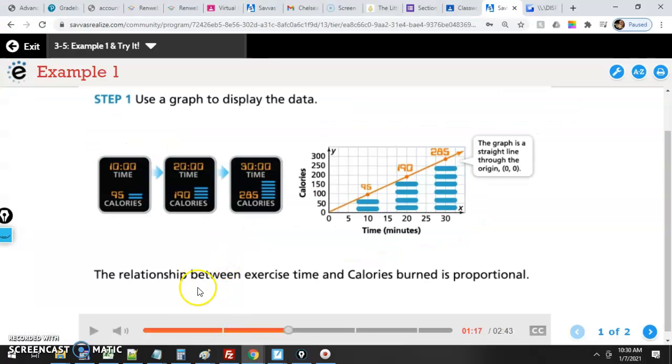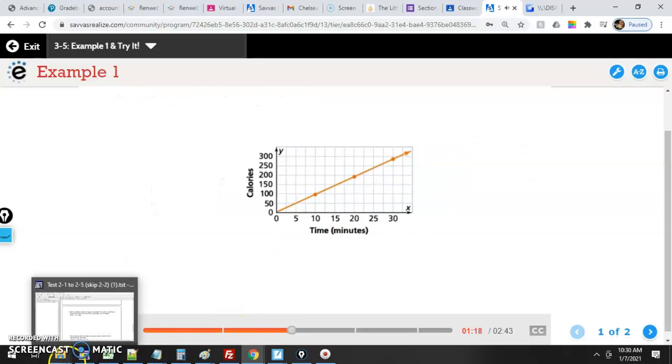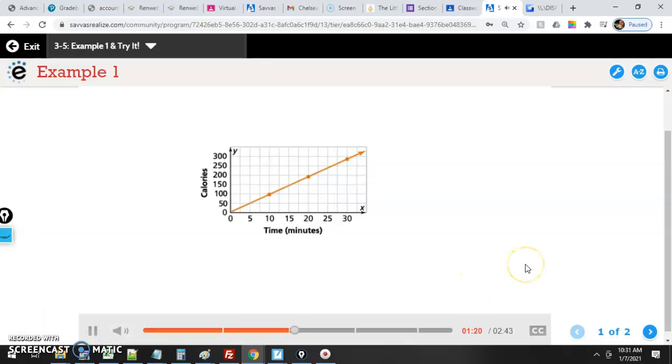All right, so let's check out example 1 here. I already skipped some of it here, but you basically have different times and how many calories you burn. And since it passes through the origin, and it's a straight line, we know that this is proportional. So let's keep playing here. Step 2. Use the graph to find the constant of proportionality. Find the differences between the coordinates of any 2 ordered pairs.